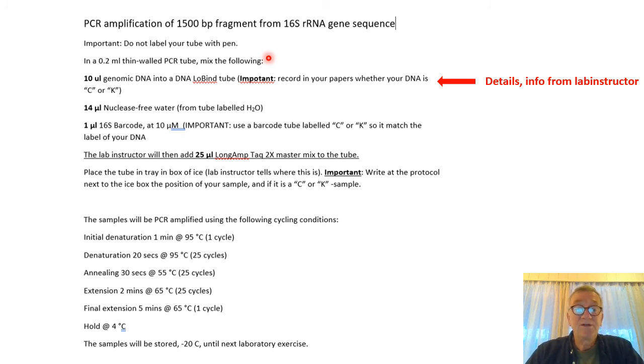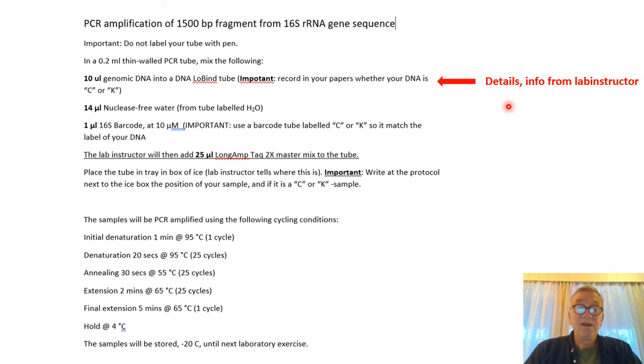You take a PCR tube and you will mix these ingredients. You will mix DNA, that is the DNA that you have isolated. If something happens in your isolation procedure, I have also some DNA from these samples that we can use. You take 10 microliter of genomic DNA into a tube. I will come with some information on this in the laboratory, so we will come back to that.